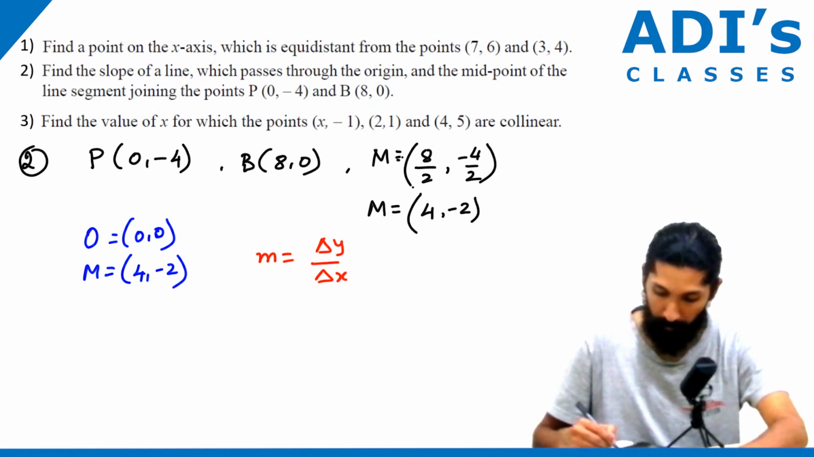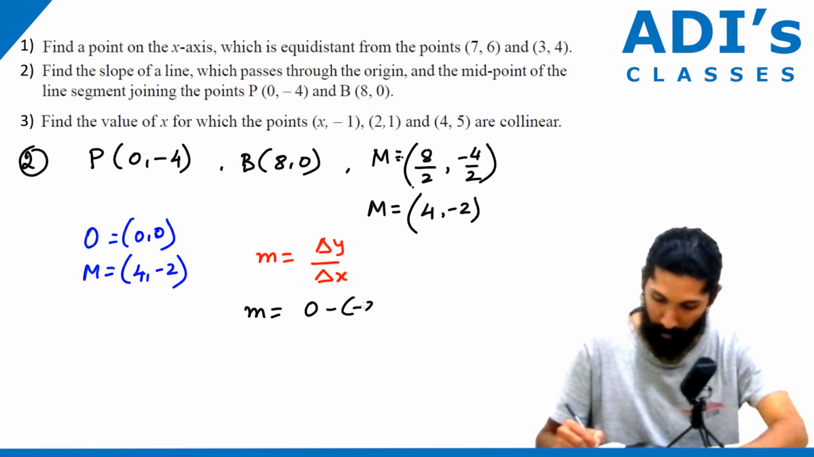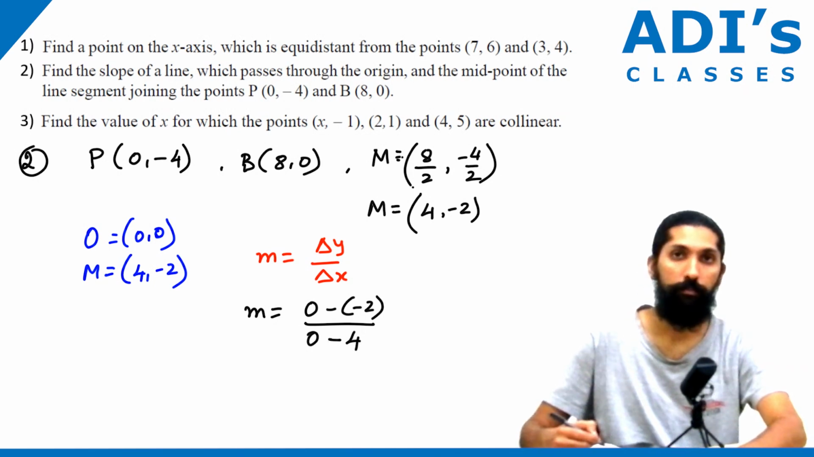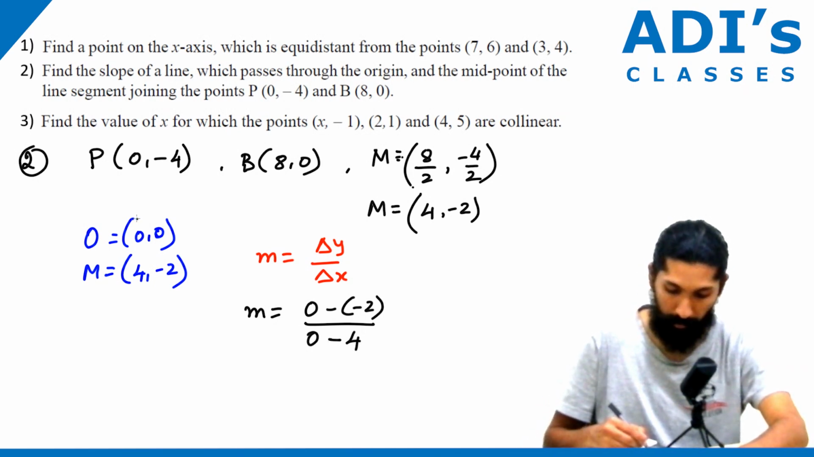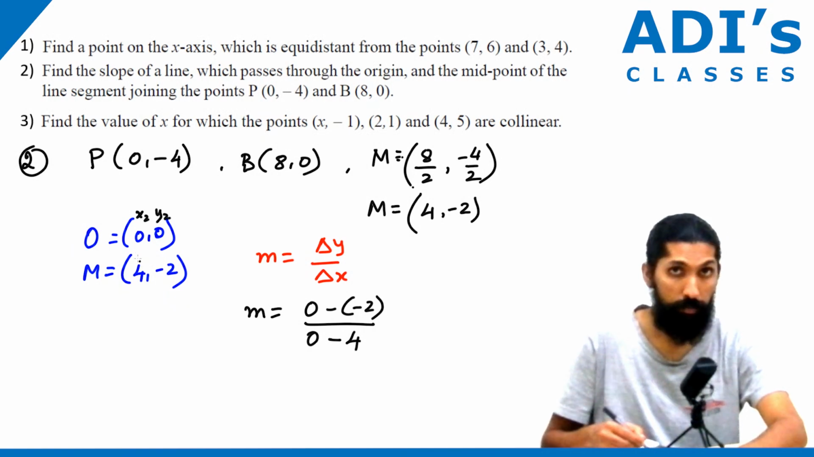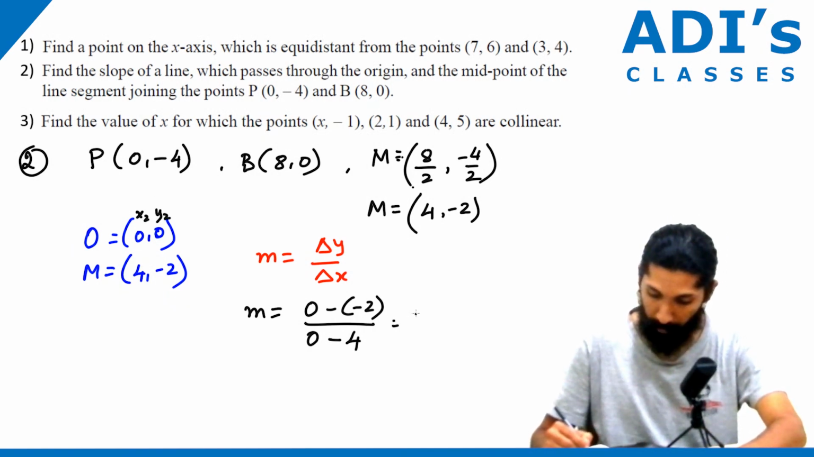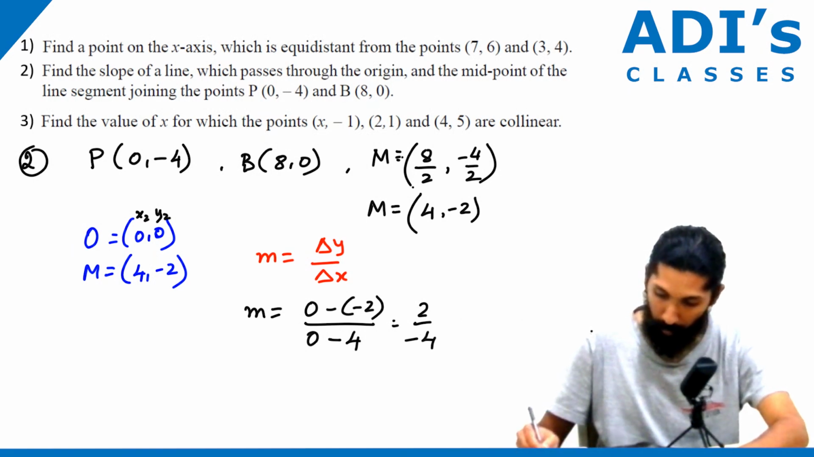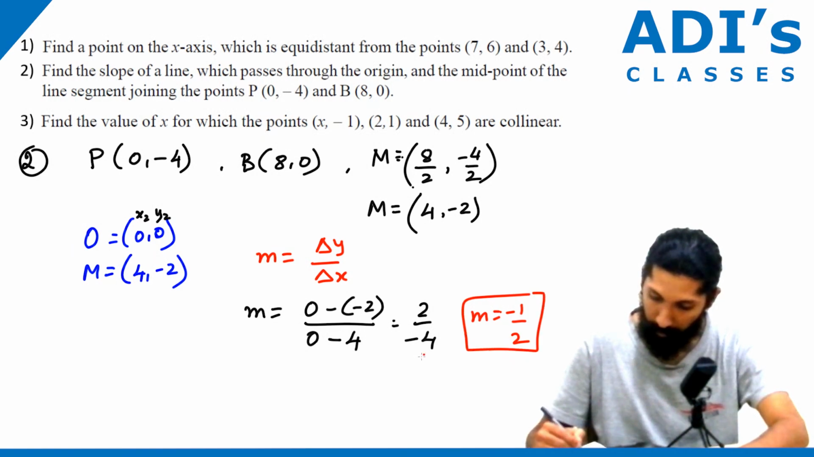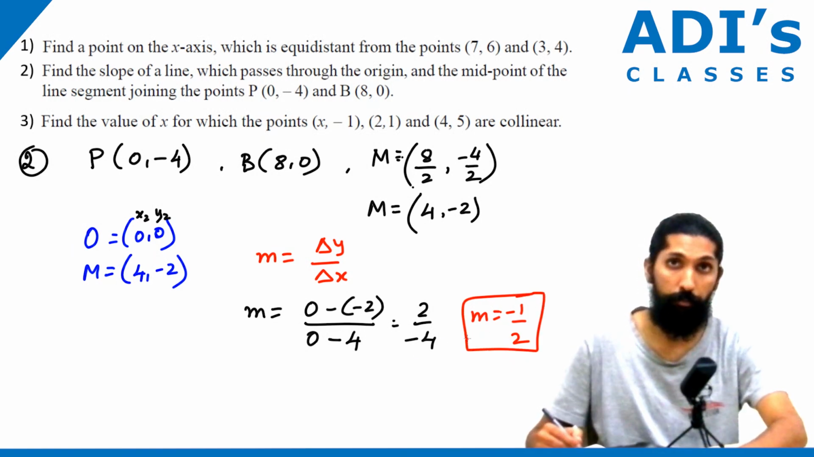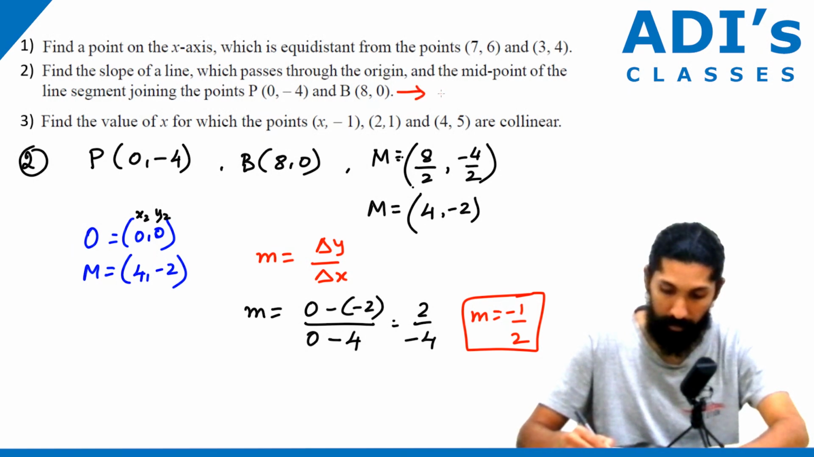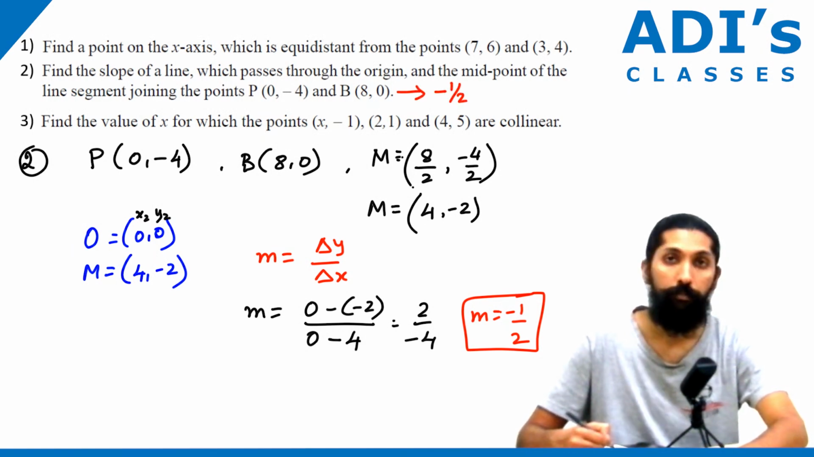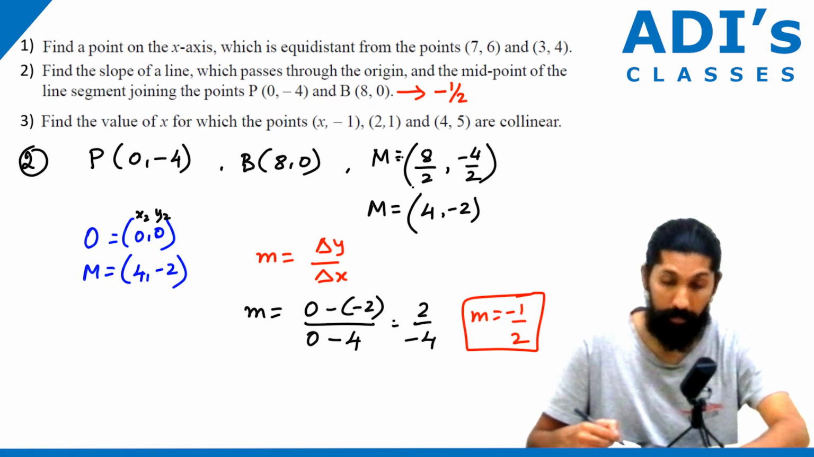So in this case, we are going to have m equal to (0 minus of -2) divided by (0 - 4). I'm taking this to be x2, y2. That's why y2 minus y1. This is going to become 2 by -4. So slope m is equal to -1/2. This is the value of the slope. That means for the second question, the answer is -1 by 2. Fair enough? Now let's do the third question.